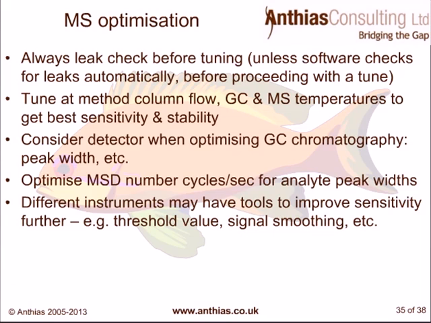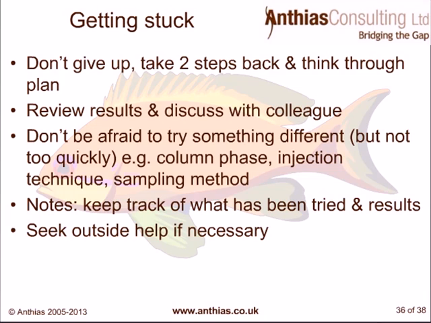And consider your detector when optimizing the GC chromatography, especially in terms of things like peak width. Optimize the number of mass spec cycles per second for your analyte peak width. It's very important to get the right number of data points across your peak, both for sensitivity and also to identify your analytes. And different instruments may have different tools to improve sensitivity further, like threshold values, signal smoothing, etc.